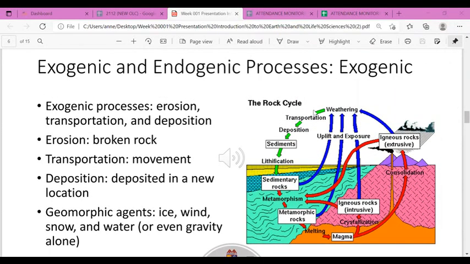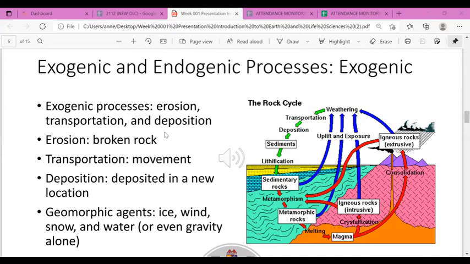One example of an exogenic process is the rock cycle. I know you're familiar already with this because last Monday you watched a video where the process was discussed. In the exogenic processes, you have erosion, transportation, and deposition. Erosion is where the rocks are being broken. In transportation, there is movement.